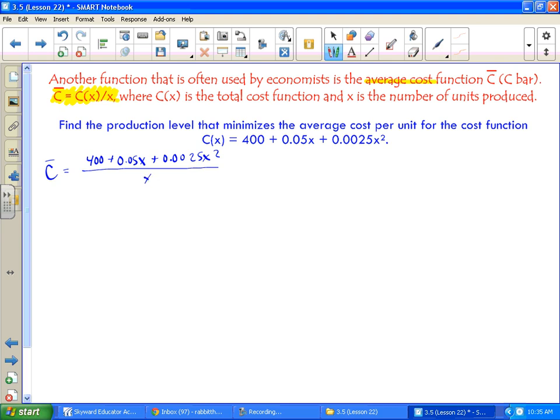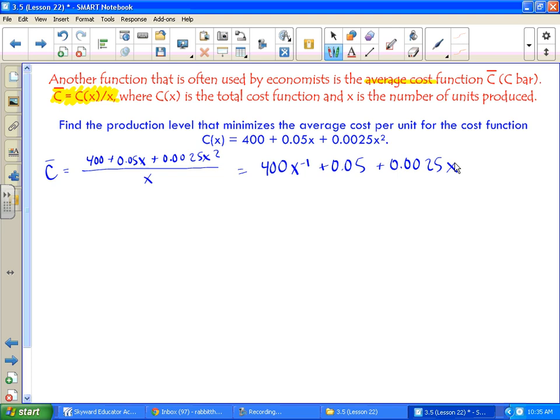Can I use the heart method where I split this into the 3 separate pieces? Okay, and so 400 over X is going to be 400 times X to the negative first. This is just going to become what? Plus 0.05. The X's cancel. And the last piece is going to be just an X to the first, right? Okay, so any questions on that?